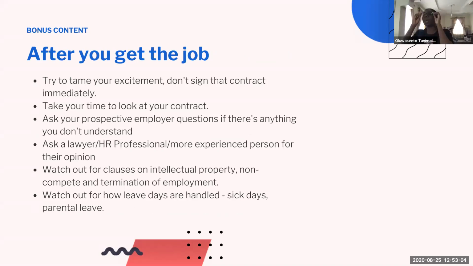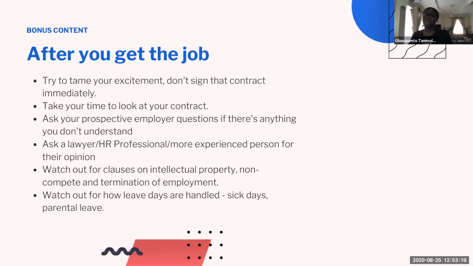If you have people that are HR professionals, speak to them, speak to lawyers, and ask questions if there's anything you don't understand about your contract. Watch out for clauses on intellectual property, non-compete, and termination of employment, because these things will come back to bite you at the end.